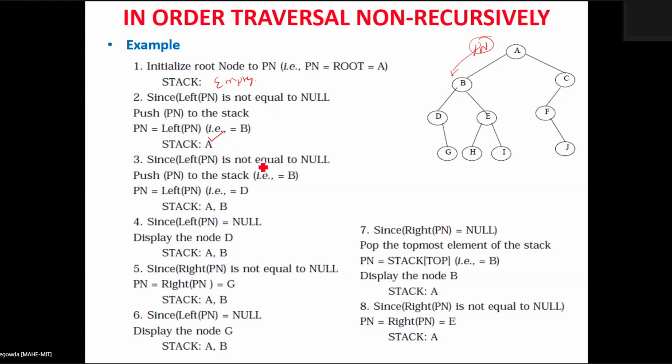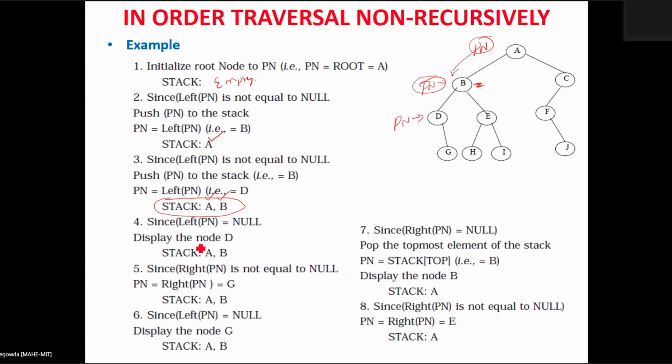Okay, so now since left of Pn is not equal to null, push the Pn value onto the stack again. Now Pn is pointing to B. The left child for B is not absent, left child for B is present. So in that case, you again have to push the address of B onto the stack. When B is pushed onto the stack, the stack holds the address of the node A and the address of the node B here. Then I have to advance the Pn value. So now Pn is pointing to the node D here.